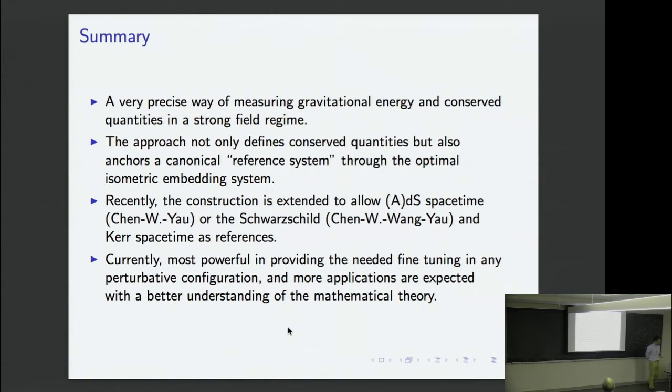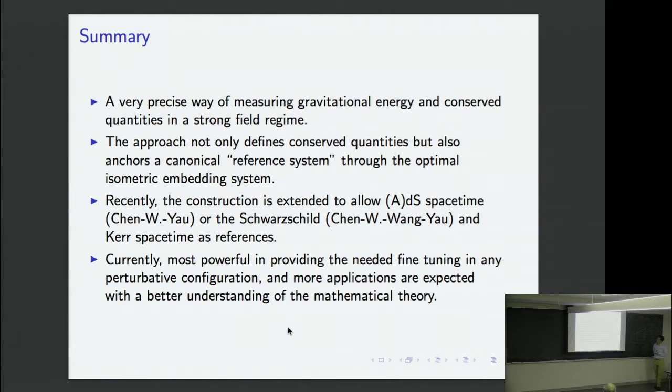What we did is basically a very precise way of measuring gravitational energy. You can see that we always have this rigidity property in mind, and conserved quantities apply to a strong field regime. This approach not only defines conserved quantities, but also anchors a canonical reference system through this optimized isometric embedding. So we get a best match of a surface in Minkowski space, and then you can just compute whatever conserved quantity you want to know by comparing these two surfaces.